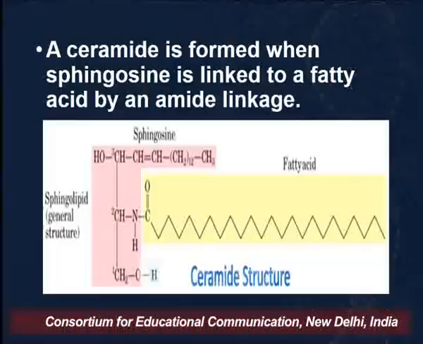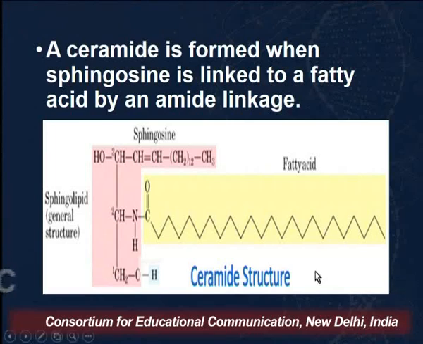A ceramide is formed when a sphingosine is linked to a fatty acid by an amide linkage. So this is our sphingosine. That is, here we had CHOH, and this CHOH reacted with a long chain fatty acid, resulting in an amide bond here. So what is a ceramide? A ceramide is formed when sphingosine is linked to a fatty acid by an amide linkage.